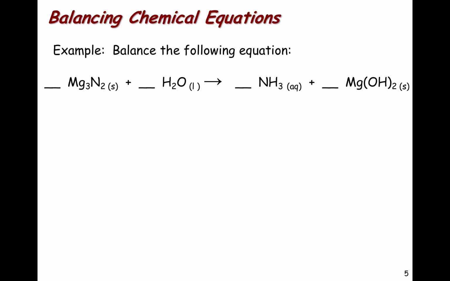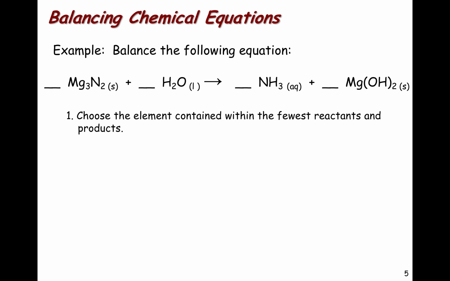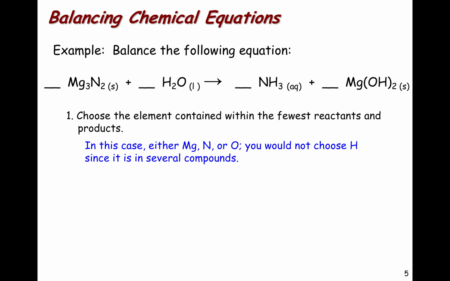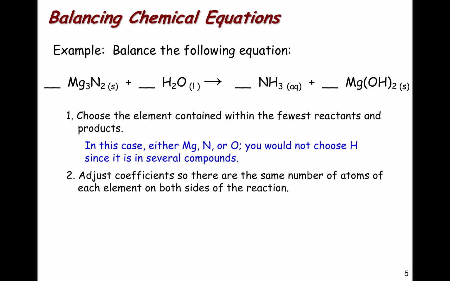As another example, we are going to examine balancing the reaction between magnesium nitride and water, which produces ammonia and magnesium hydroxide. As before, we need to choose an element that appears in the fewest number of compounds. In this case, we could use either magnesium, nitrogen, or possibly oxygen. And so from that, then we have to adjust the coefficients for the element we choose.